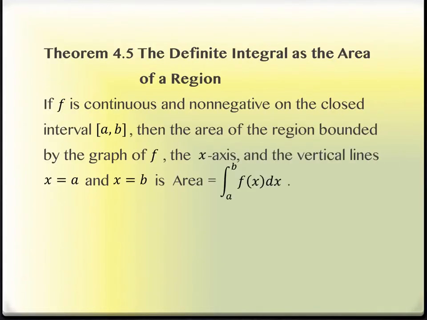And I think this is our last one for some examples, indeed. All right. Theorem 4.5 says that the definite integral is the area of a region. So if f is continuous and non-negative, we do need the non-negative, on the closed interval AB, then the area of the region bounded by the graph of f, the x-axis, and the vertical lines A and B is the area that's the integral from A to B of f of x dx.